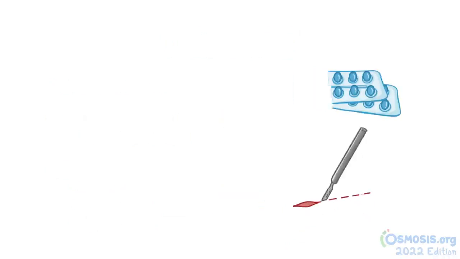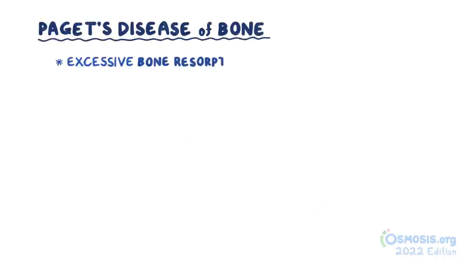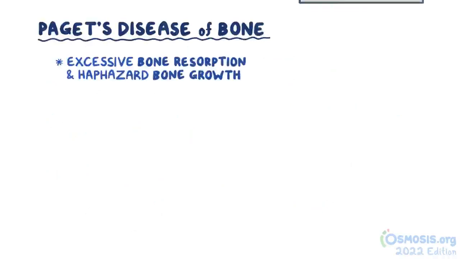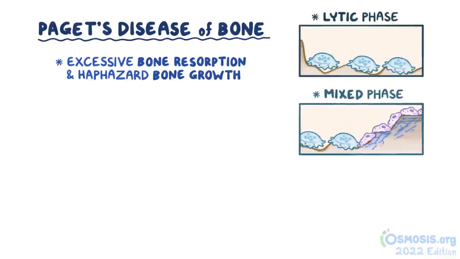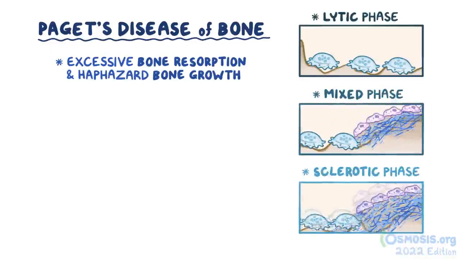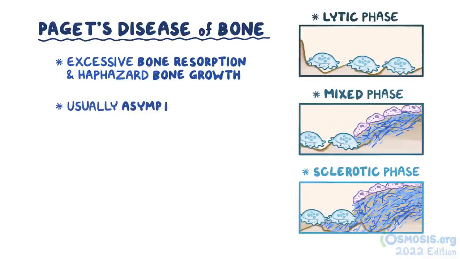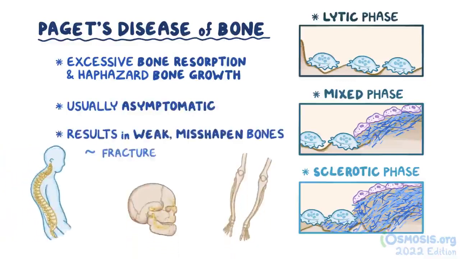Alright, as a quick recap. In Paget's disease of bone, there's an excessive amount of bone resorption and haphazard bone growth. There's a lytic phase, a mixed phase with both a lytic and blastic component, and a sclerotic phase, which results in weak bones. Paget's disease of bone is usually asymptomatic, but can result in weak, misshapen bones that cause fractures and lead to nerve compression.